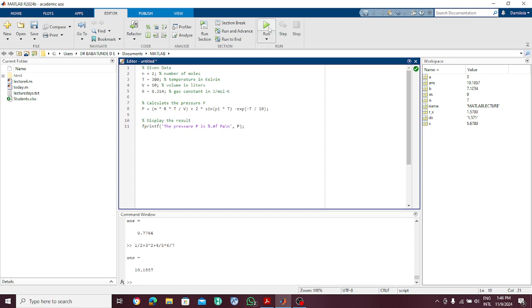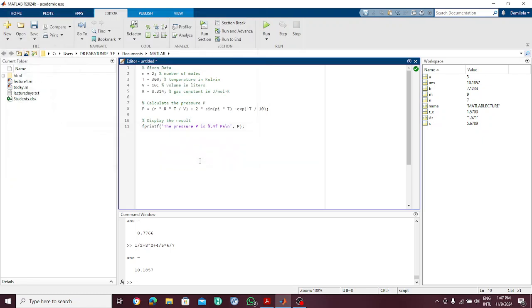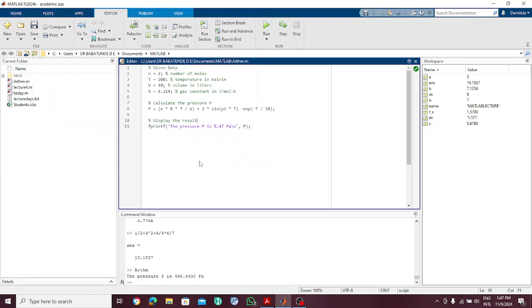Okay, so let's run. So let's give it a name. So let's leave it at that. Okay, and expect our result. Alright, so this is the result here. The pressure P is 4.98.8400. So we have 4 decimal places as we have requested.